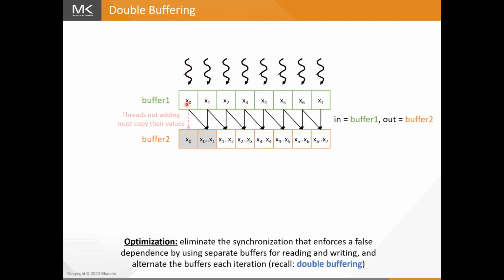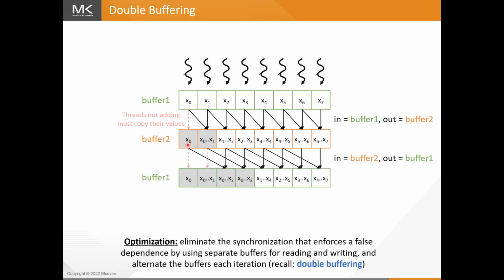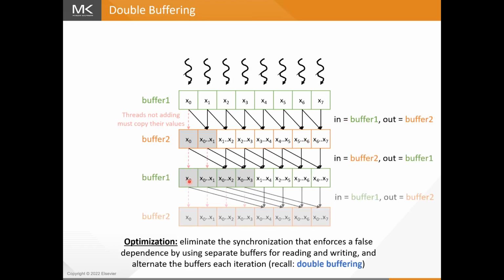The value that doesn't get added, if I'm not adding anything, I still need to copy the value over so that it stays in my buffer. Now on the second iteration, buffer two is going to be my input. So here in the first iteration, buffer one is my input, buffer two is my output. On the second iteration, buffer two is going to be my input and buffer one becomes my output. And the iteration after that, buffer one becomes my input, buffer two is my output. And I keep swapping the buffers between the input and the output until I am done.